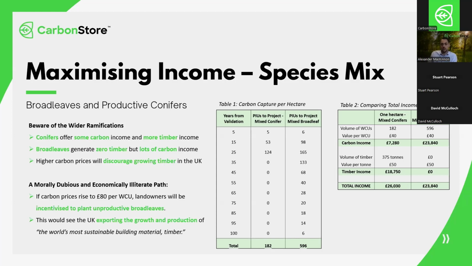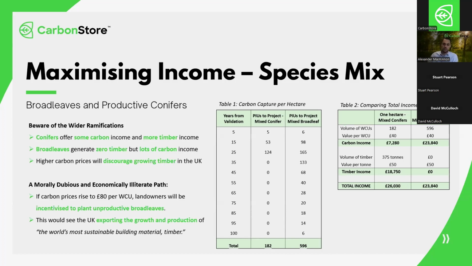According to the Woodland Carbon Code, 1 hectare of productive conifer being harvested at year 45 will generate approximately 182 carbon units. In contrast, 1 hectare of broadleaves managed with minimal intervention will generate approximately 596 carbon units. As Table 2 shows, the optimal mix will depend on the relative prices of timber and carbon. At current prices of approximately £50 per tonne of timber and £40 per WCU, productive conifers will generate approximately £26,000 per hectare against £23,000 from broadleaves.